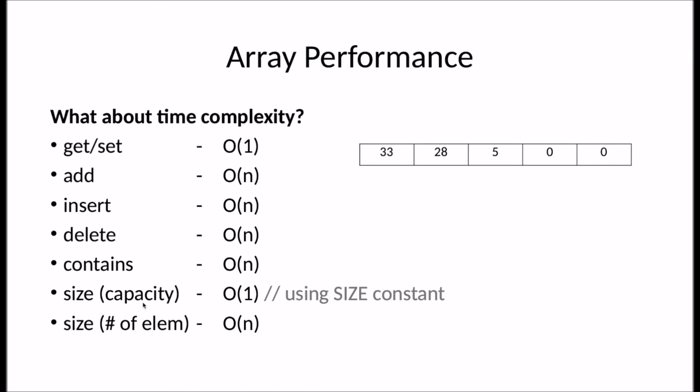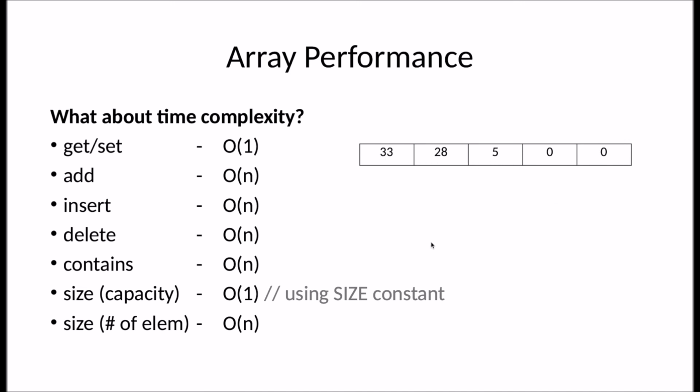Then to get the size or the capacity of the array, I can simply use the size constant, it's O(1). To get the number of elements in an array, again, I would have to go through and count. Assuming 0 as the default value, I would not count these, so this would have a size of 3 and a capacity of 5.